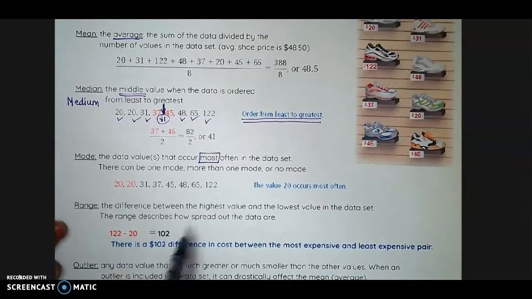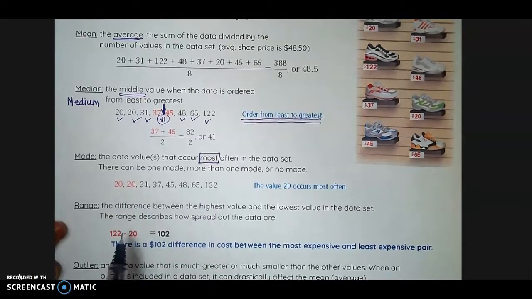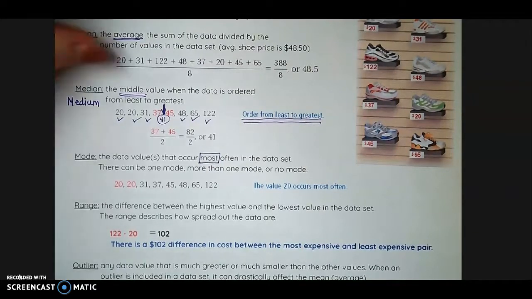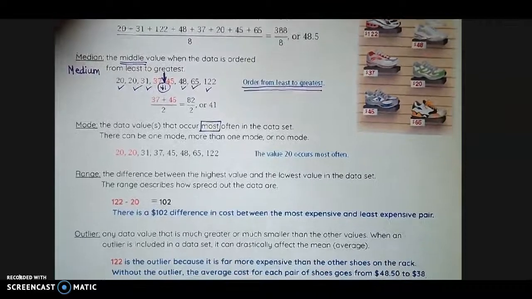And the range is just the distance from the largest to the smallest. And all I have to do to find that is to subtract. So I do my largest data point minus my smallest data point, and I get 102 as my range in this case. The other term we're going to look at is outliers.